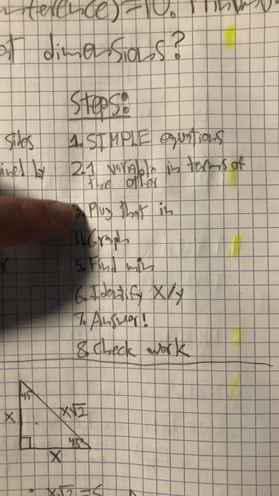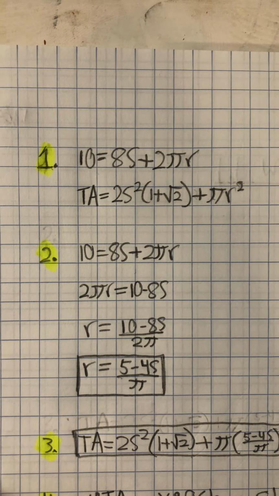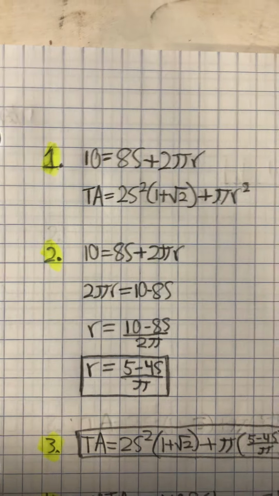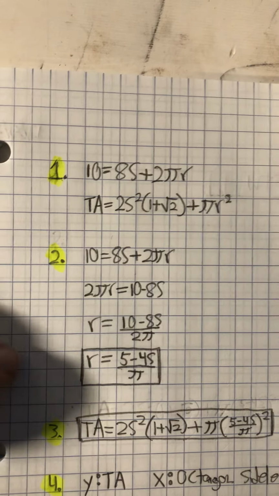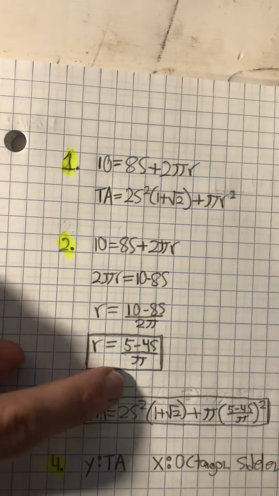So we have the same 8 steps. I'll just go over it more quickly. Starting with the basic info, 10 equals 8s plus 2 pi r. Total area is 2s squared times 1 plus root 2, plus pi r squared. Notice again, we have an s and an r, so we need to eliminate one of those. You could do it either way, but I think it's better to figure out what r is in terms of s.